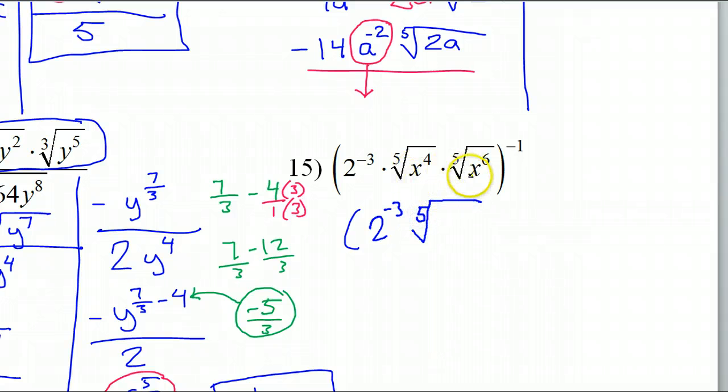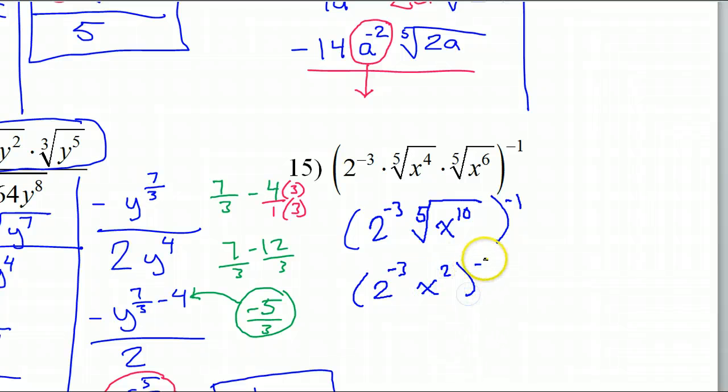Now x to the 4th times x to the 6th. That is x to the 10th, because I add those powers. And all of this is to the negative 1 power. So I've got 2 to the negative 3 power still. With variables, I'm going to divide, so 10 divided by 5, so that'll be x squared. Now both of these have powers, so I have a power raised to a power. So I'm just going to multiply both of these by negative 1. So that'll give me 2 to the positive 3 power and x to the negative 2 power. I just went ahead and multiplied.